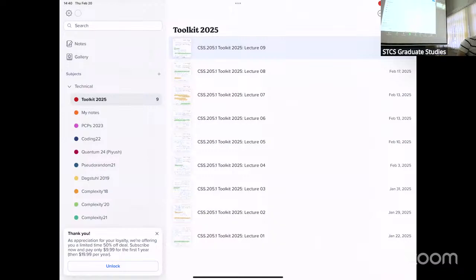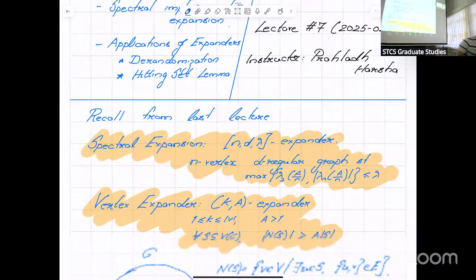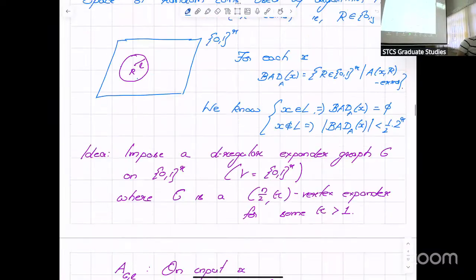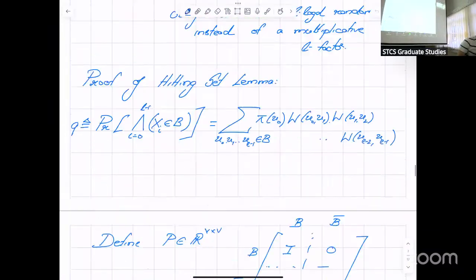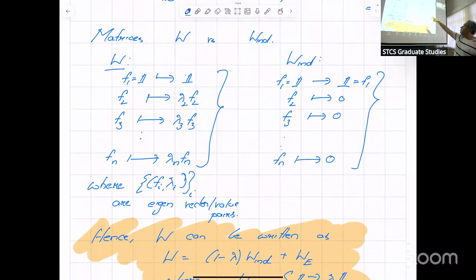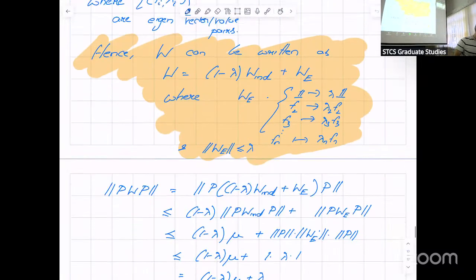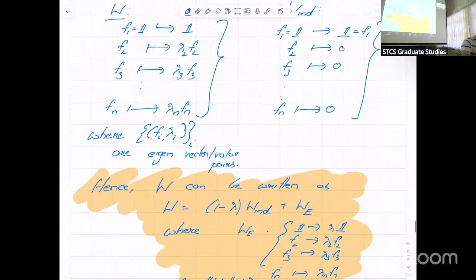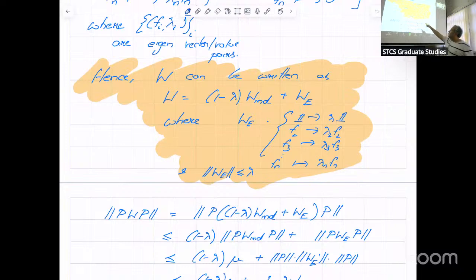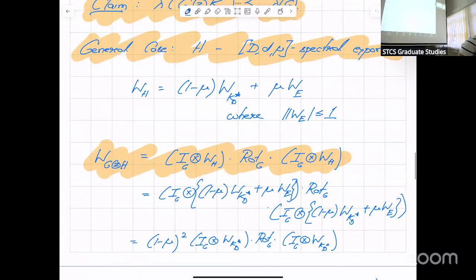This was actually a perfect equality. If you recall, we did this two lectures ago. We had this matrix Wn. Therefore, we could exactly write W as 1 minus lambda times Wn plus lambda times We, where the norm of We was at most 1. So I just pulled out lambda and I'm calling it this. So we did have this exact.